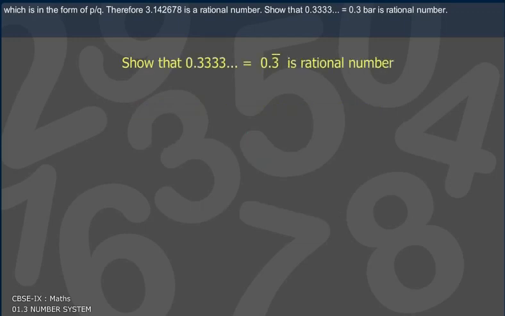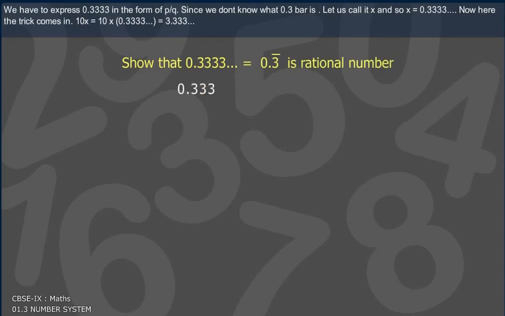Show that 0.3333, which is 0.3 bar, is a rational number. We have to express 0.3333 in the form of p upon q. Since we don't know what 0.3 bar is, let us call it x. And so, x is equal to 0.3333. Now, here the trick comes in.